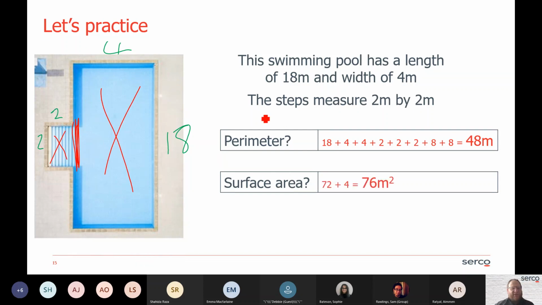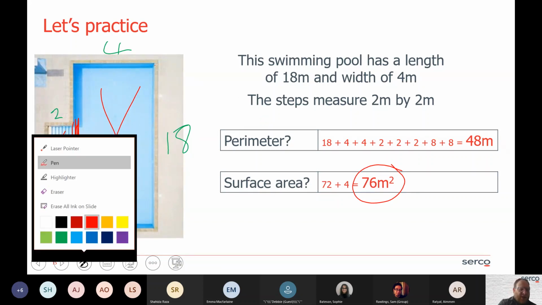I can tell you, I worked it out earlier, 18 times 4 is 72. 2 times 2 is 4. Add those two together, gives us 76. We're in meters, remember. Because it's area, it's squared, so it's 76 meters squared.